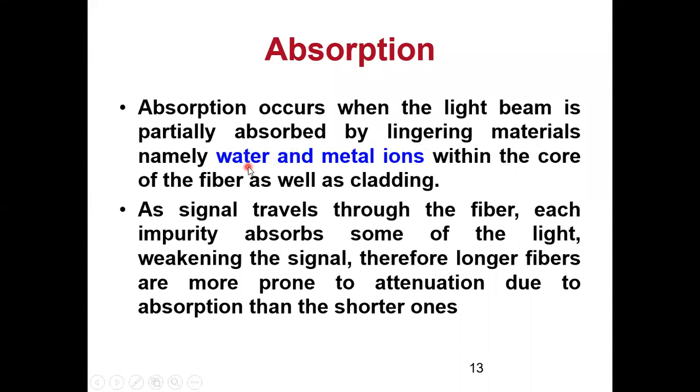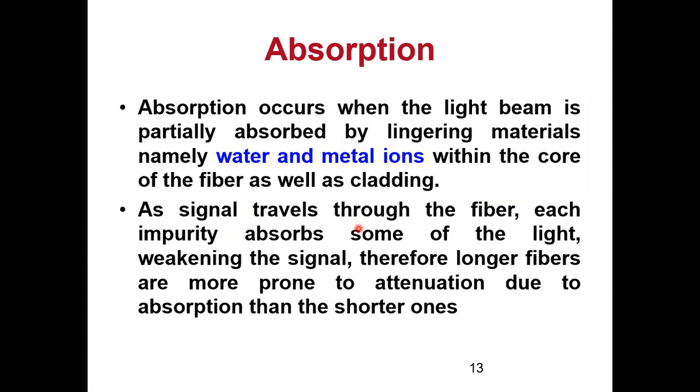process, if some water molecules came in, some vapor might have been formed in the chamber, or some external impurity, or some contents are there on the furnace. So that gets stuck to the fiber core and the cladding. So this way the external material, so how will absorption happen? These two words I have highlighted. Some water particles, water molecules, or some metal ion that might be present in the core, or it might be there in the cladding. So what happens is, as signal travels through the fiber, these impurities will absorb some of the light.